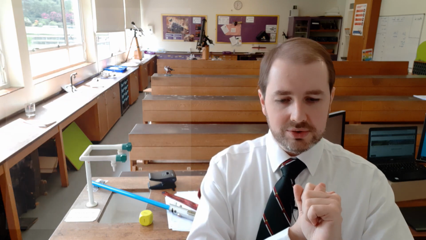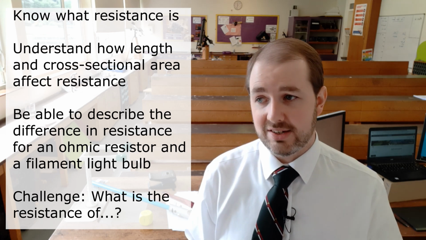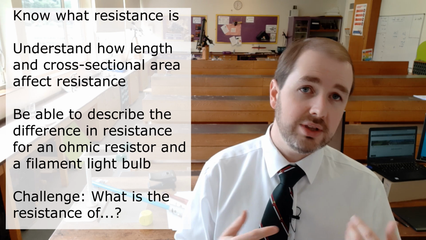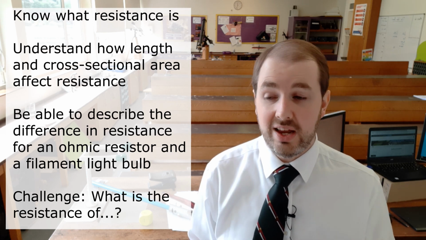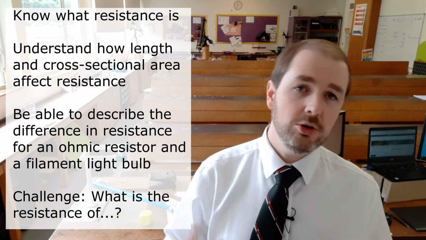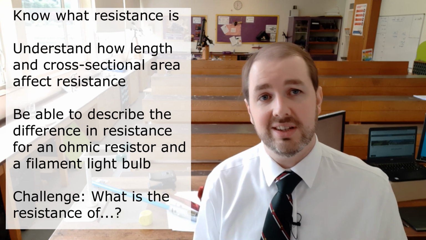So what you should have picked up from today's video is that you should know what resistance is in a circuit, and in any material, actually. You should also understand how the resistance is going to change with the length of material or with the cross-sectional area. And you should also be able to explain the difference between an ohmic resistor and a filament light bulb, talking about that resistance heating and how things are going to change.